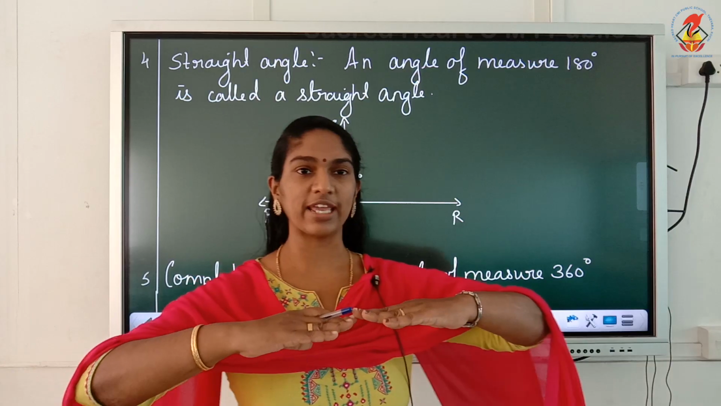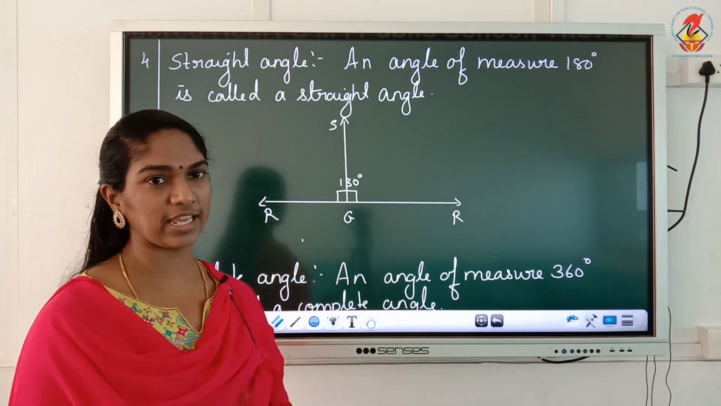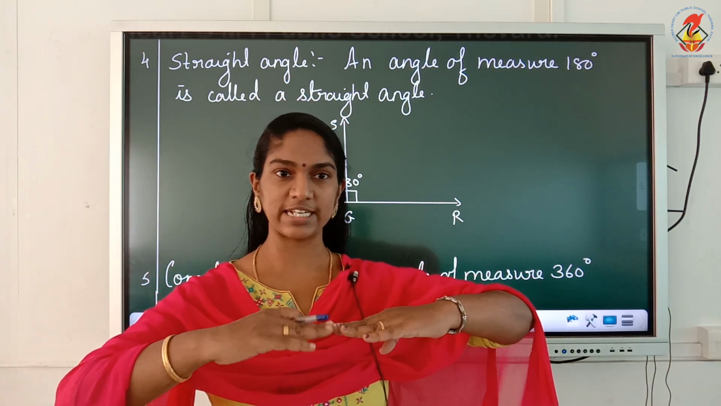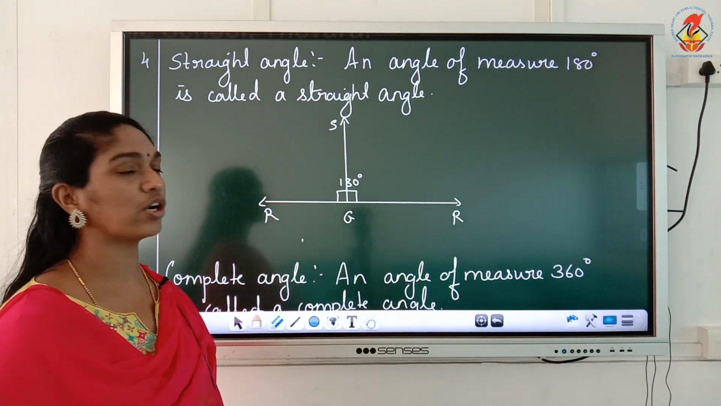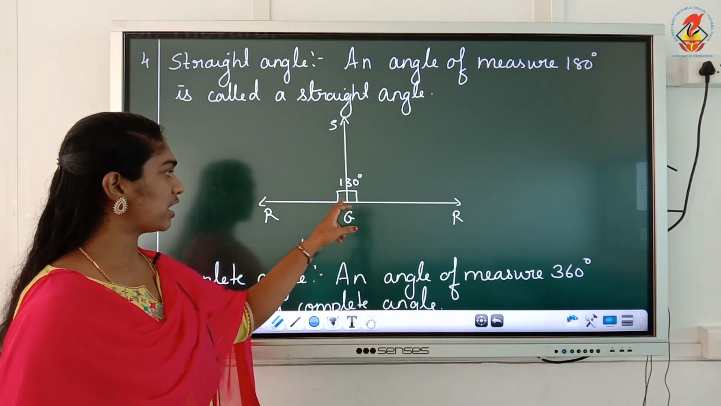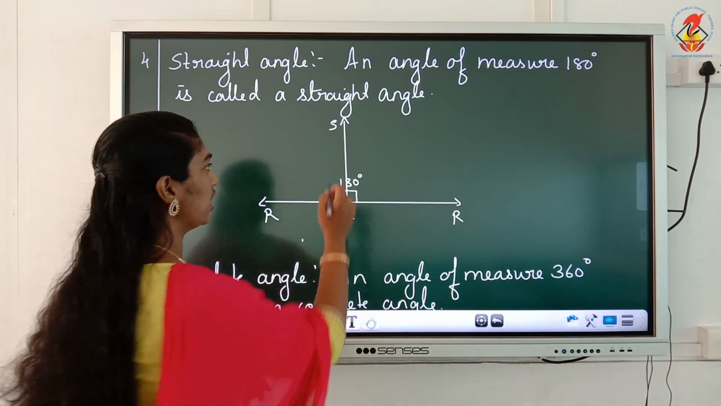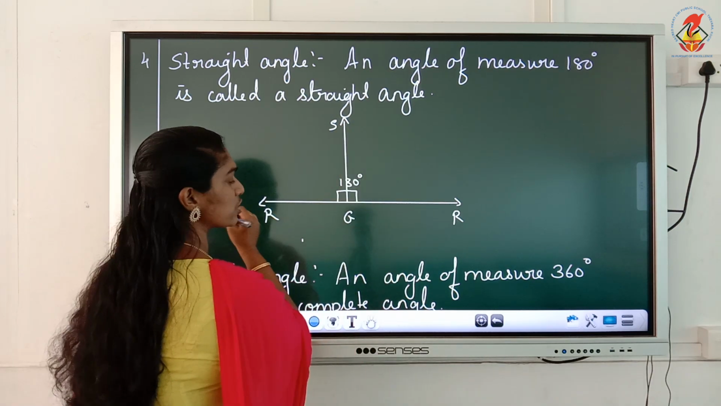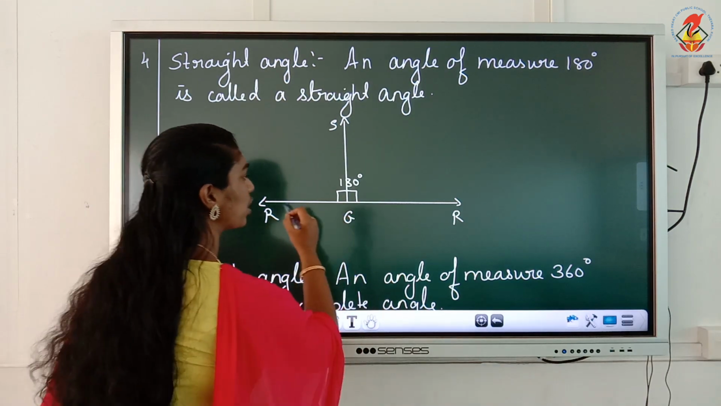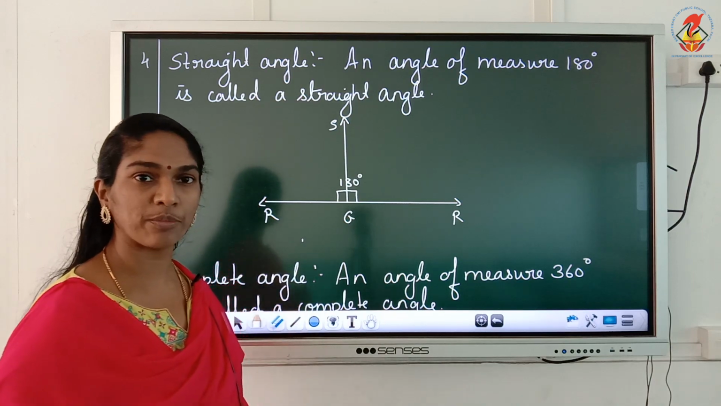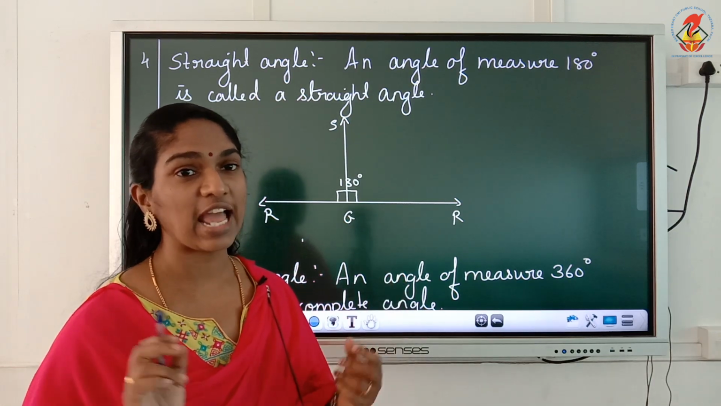A straight angle will be like this. An angle of measure 180 degrees is called a straight angle. That is two 90 degree angles. Two 90s, you will get 180 degrees. This is 90 degrees. This is also 90 degrees. 90 plus 90, you get 180 degrees. It is forming on a straight line. Such types of angles are called straight angles.